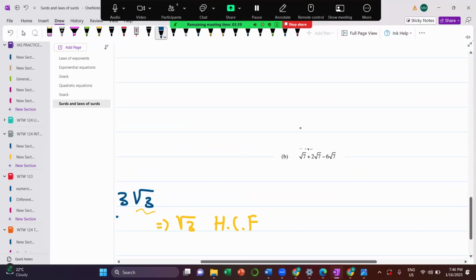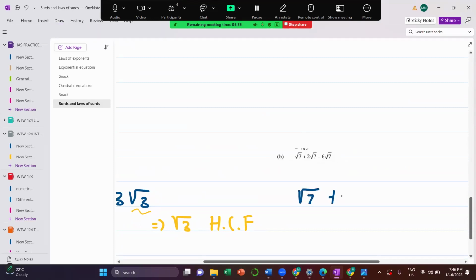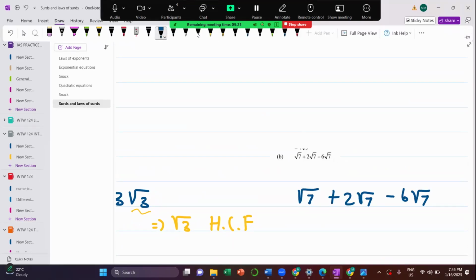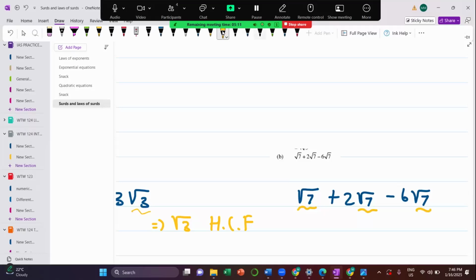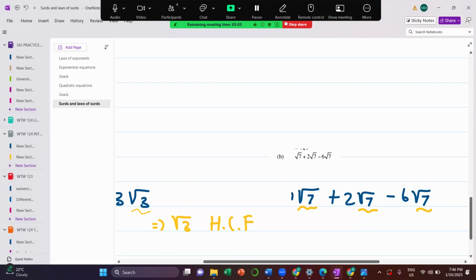Let's go to letter B. So here I'm given square root of 7 plus 2 square root of 7 minus 6 square root of 7, right? So what do I first check? Are all the roots of the same number? Here I have the square root of 7, square root of 7, square root of 7, right? But who can tell me how much do I have in front of the first 7? 1. I have 1, right?